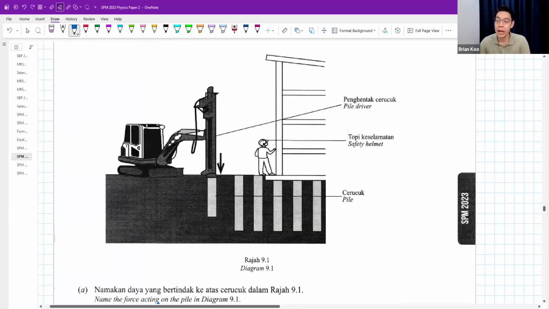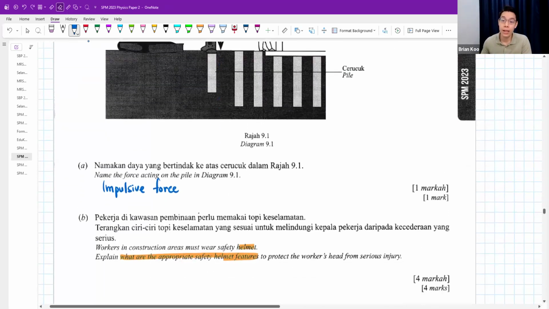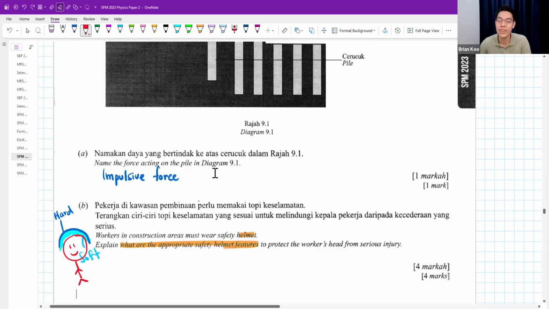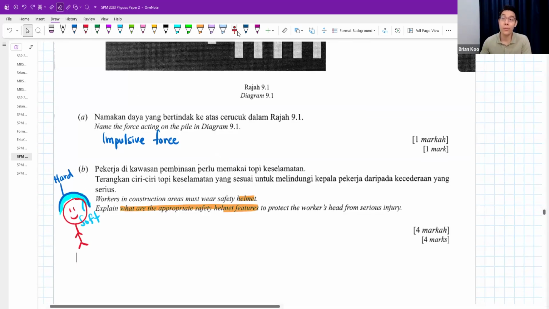But remember, a helmet has 2 parts. The outside of the helmet is very hard. The inside of the helmet is very soft. And then this is the person's head. So that's what you want to explain. Why is it hard? And why must it be soft? Honestly, the easier one is the soft part. For the soft part you want to say it reduces impulsive force, it increases the impact time, all of those things.